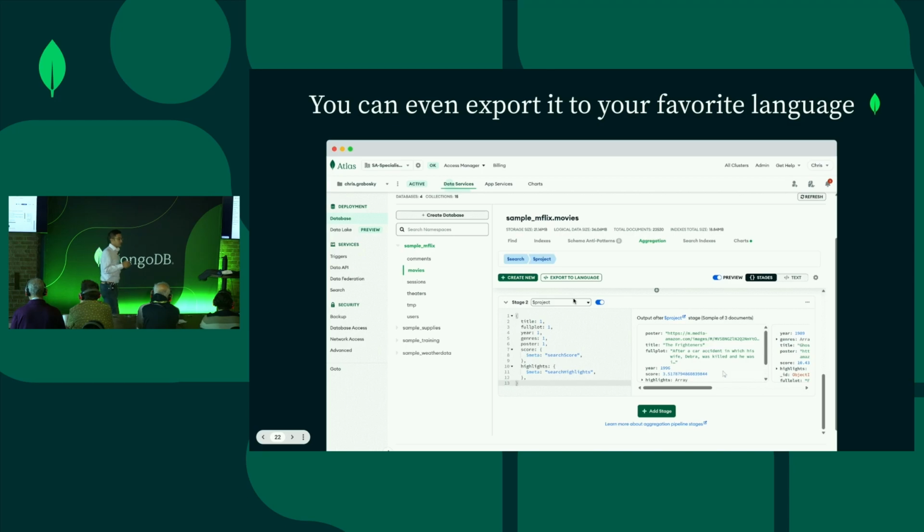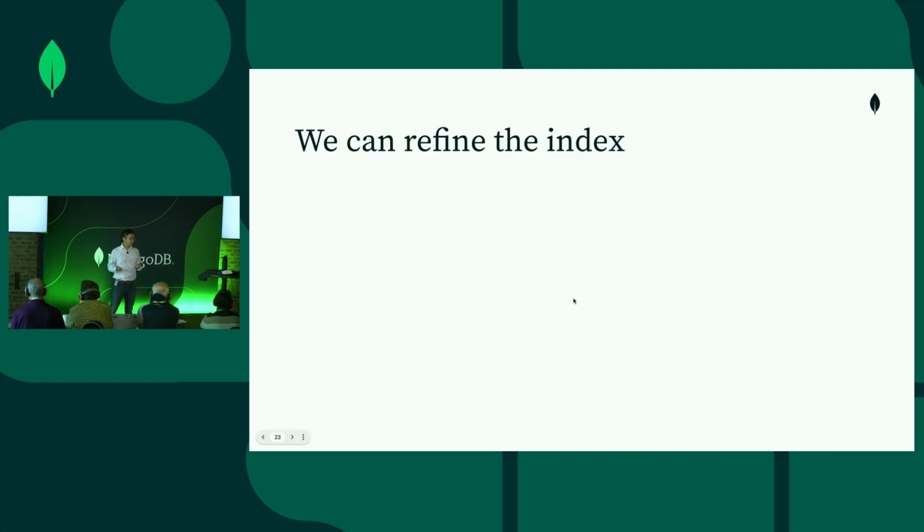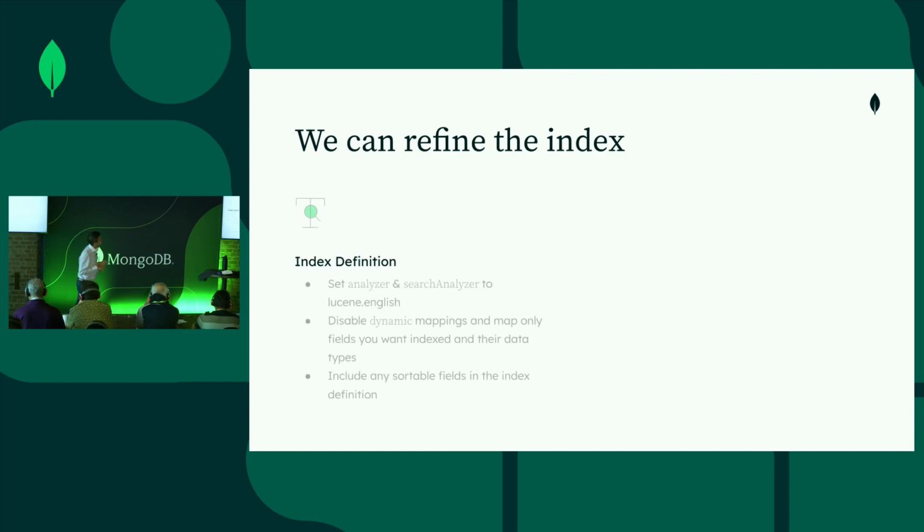All right, so we learned a few new tricks now. So the way we refine the index, the initial mapping, the map dynamic true index that we built, we're going to refine that, and we're going to add an analyzer and a search analyzer to my index. We're going to change it from Lucene.standard to Lucene.english. Okay, we're going to add the analyzers.